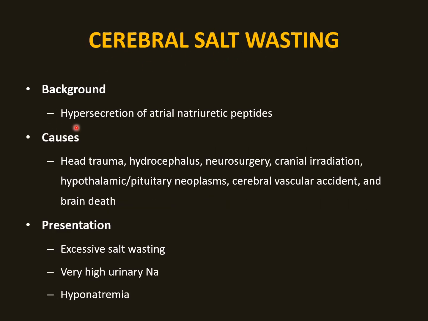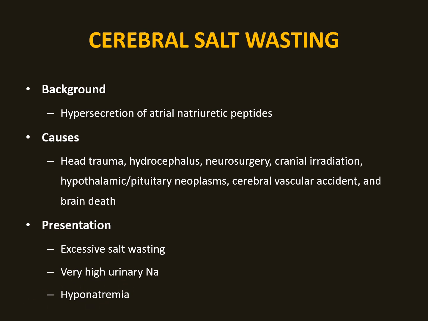Cerebral salt wasting is because of hypersecretion of atrial natriuretic peptides. Can be associated with head trauma, hydrocephalus, common after head surgery, cranial irradiation, hypothalamic pituitary neoplasm, cerebral vascular accident, and brain death. So most of the cases are associated with brain or head problem. Clinical presentation is excessive salt wasting, a very high urine sodium. This is unique about cerebral salt wasting, and usually you can memorize it with the name cerebral salt wasting. So they have a lot of waste of sodium in the urine.